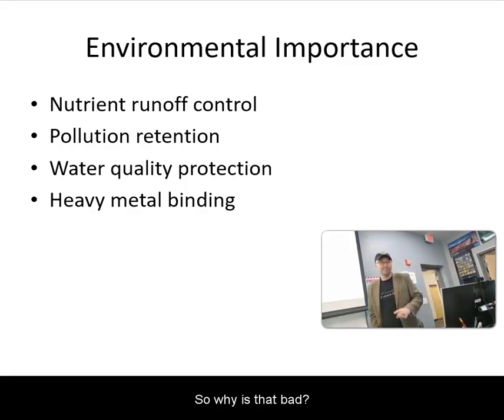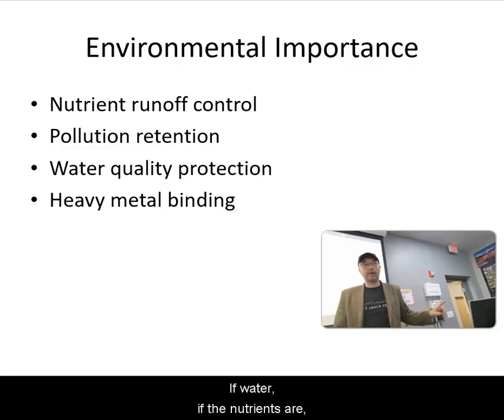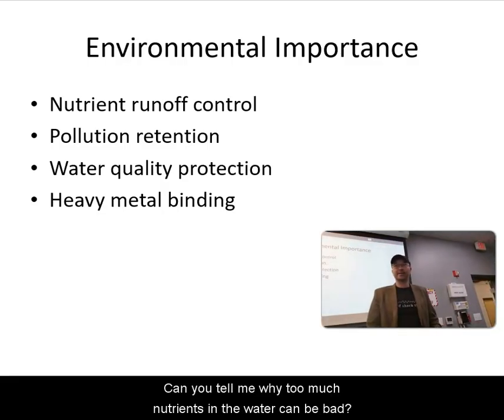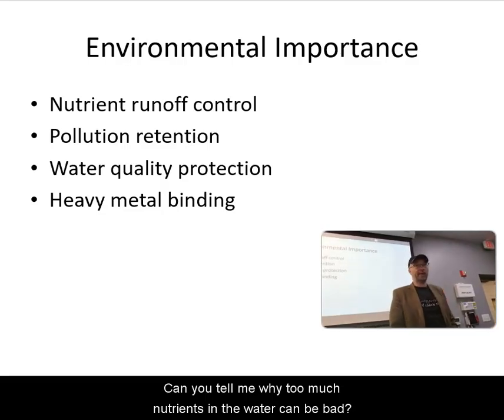So why is that bad? If the nutrients are lost, it's just going to deposit them somewhere else. Can you tell me why too many nutrients in the water can be bad?